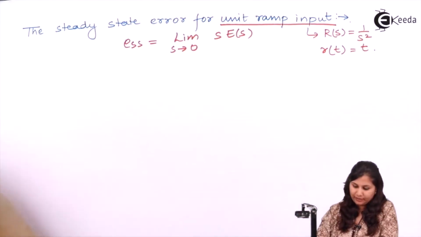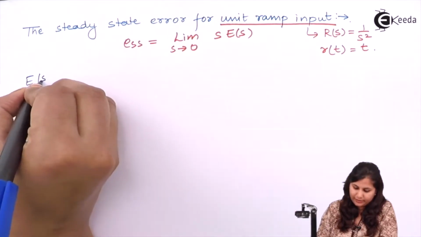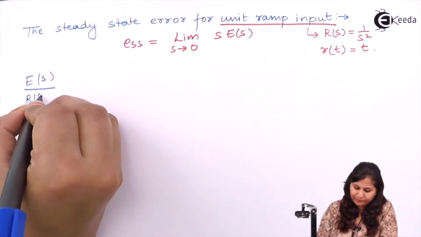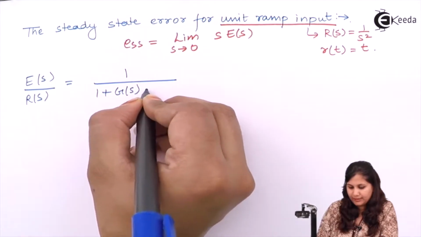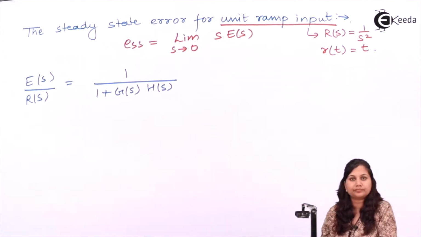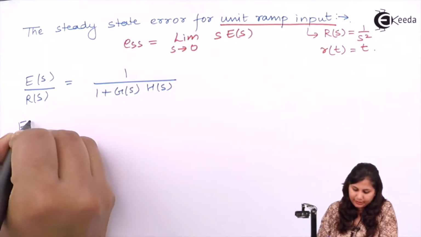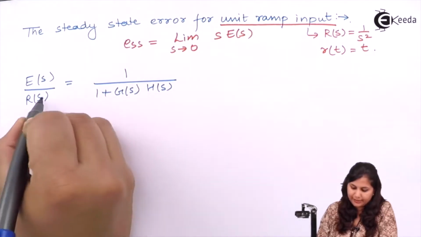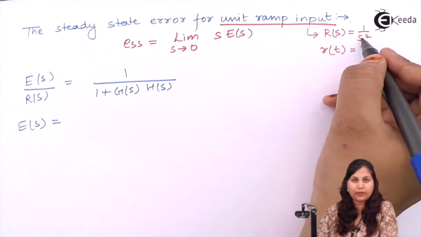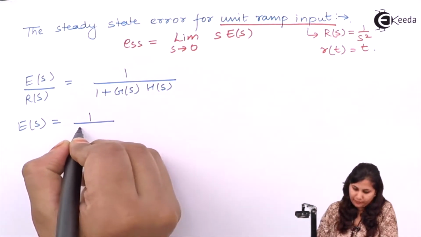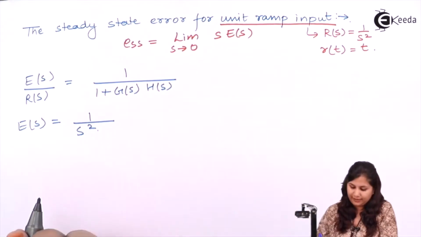So for the steady state error, we know that E(s) upon R(s) is 1 upon 1 plus G(s)H(s). So if we calculate this E(s), then it will be R(s) into 1 upon 1 plus G(s)H(s). Now R(s) is 1 upon s square. So put here 1 upon s square and then put the value of 1 upon 1 plus G(s)H(s).